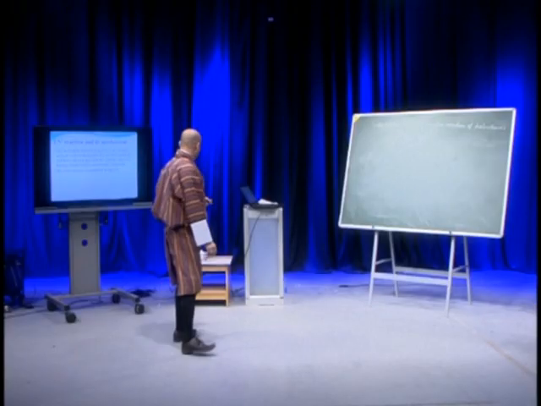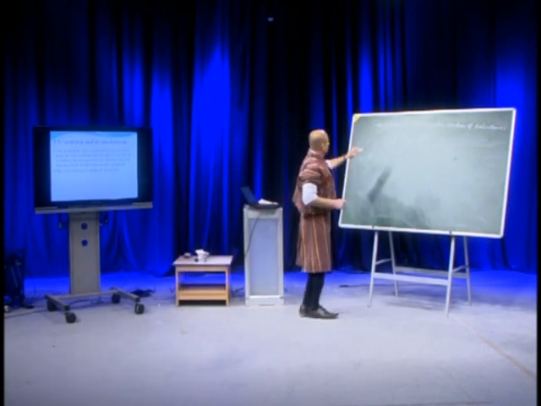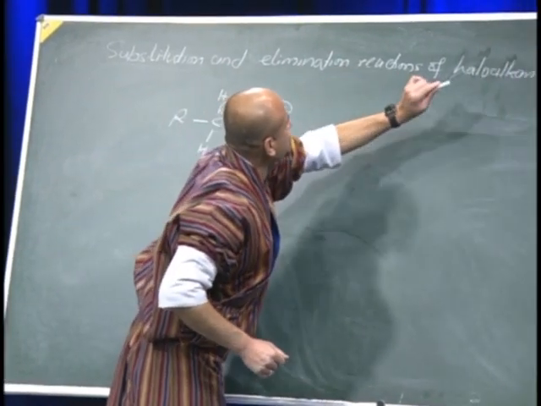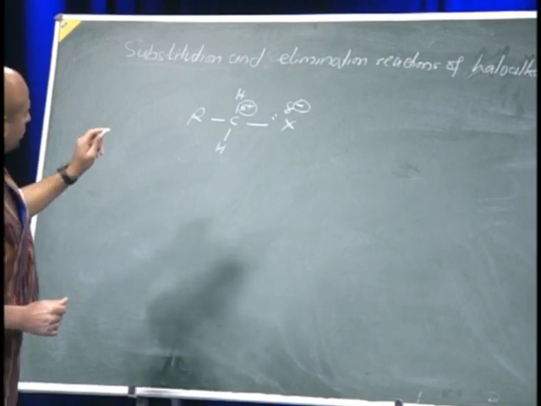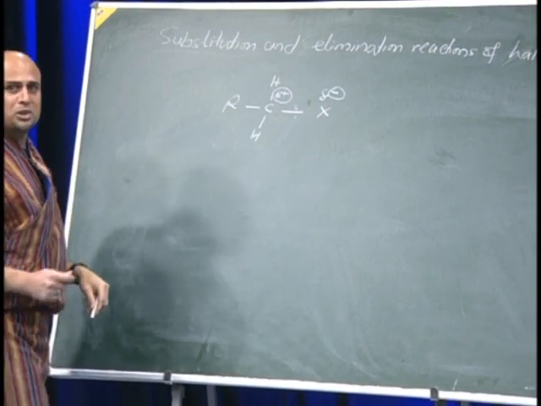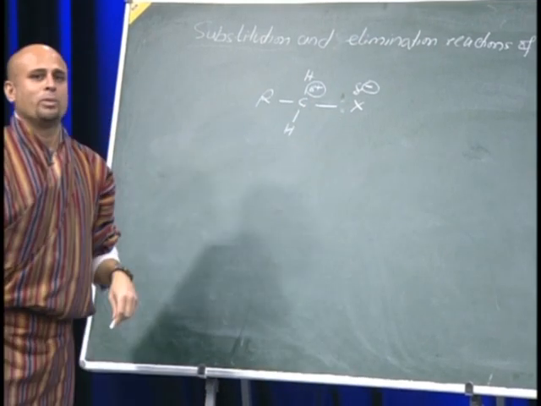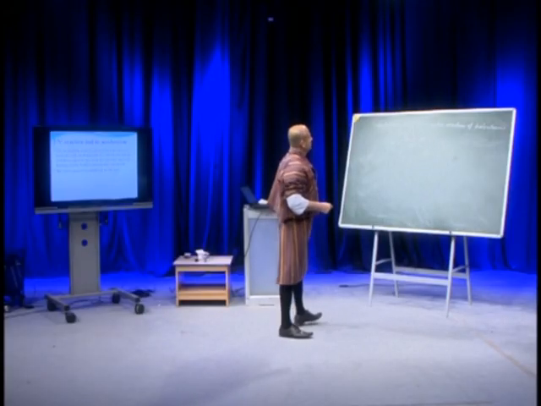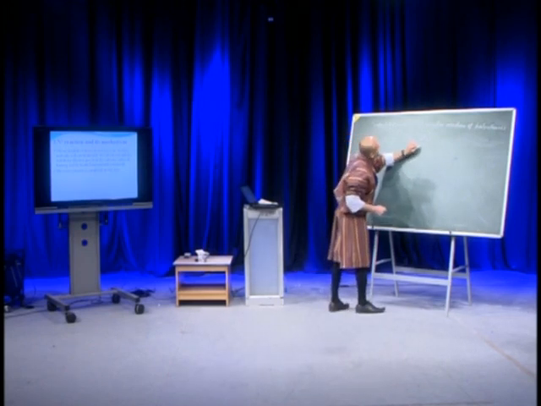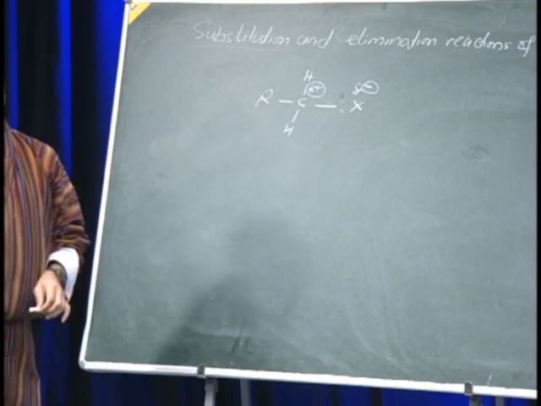Now, before we go to this question, I want to summarize the whole lesson that we have learned in today's class. So let me use the board to explain what we have covered so far. The topic, substitution and elimination reactions of haloalkanes, as we have already discussed. Now, we have discussed that in haloalkanes, the shared pair of electrons will not remain in the center, but will be pulled more towards halogen, because halogens are more electronegative compared to carbon atom. Therefore, these halogen atoms will develop slight negative charge, and this carbon will develop slight positive charge.